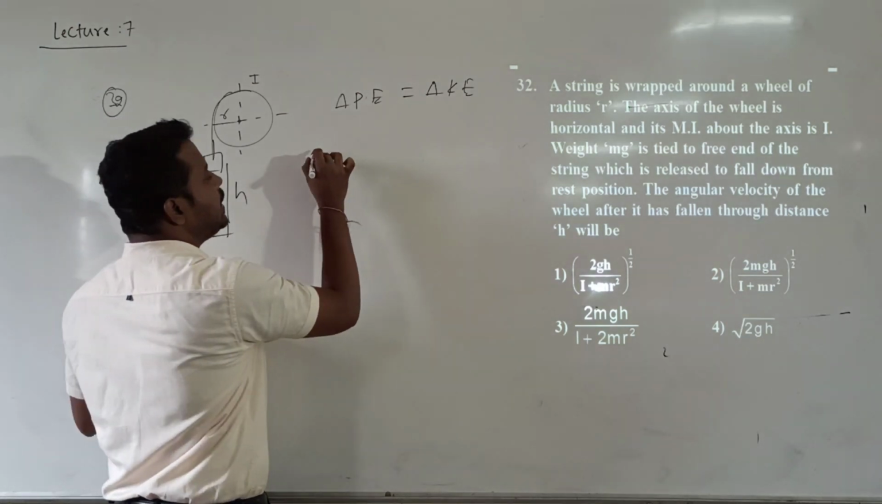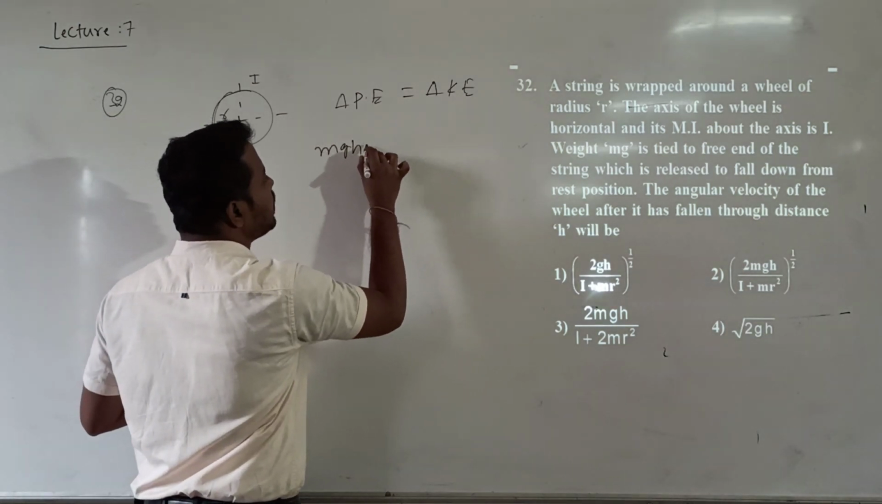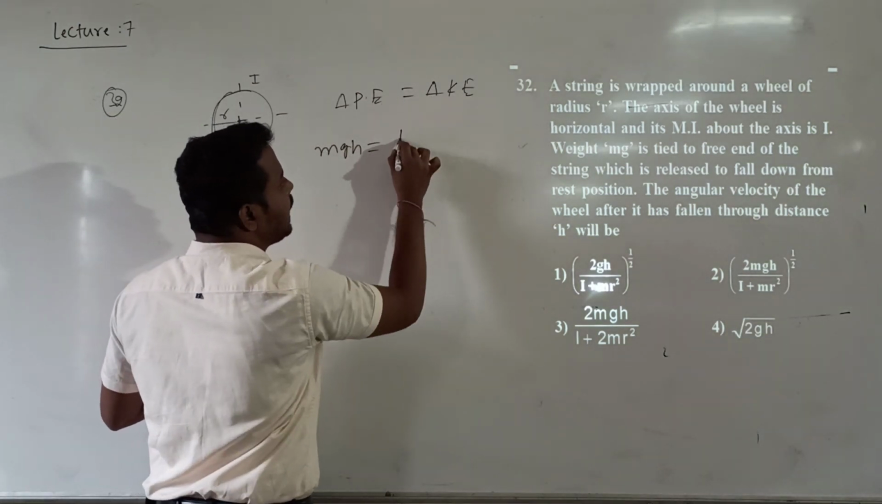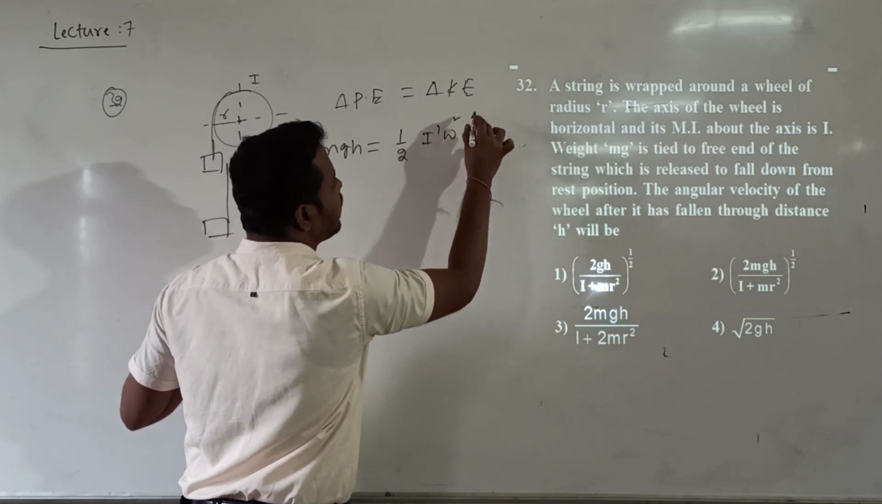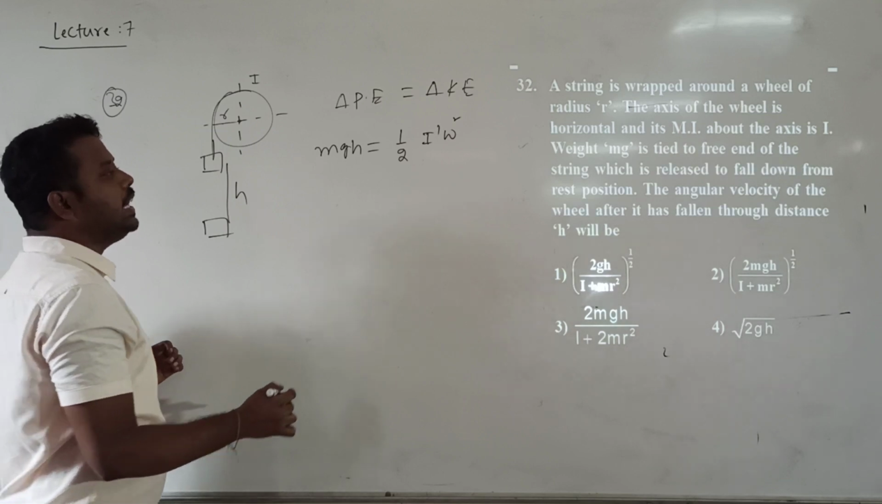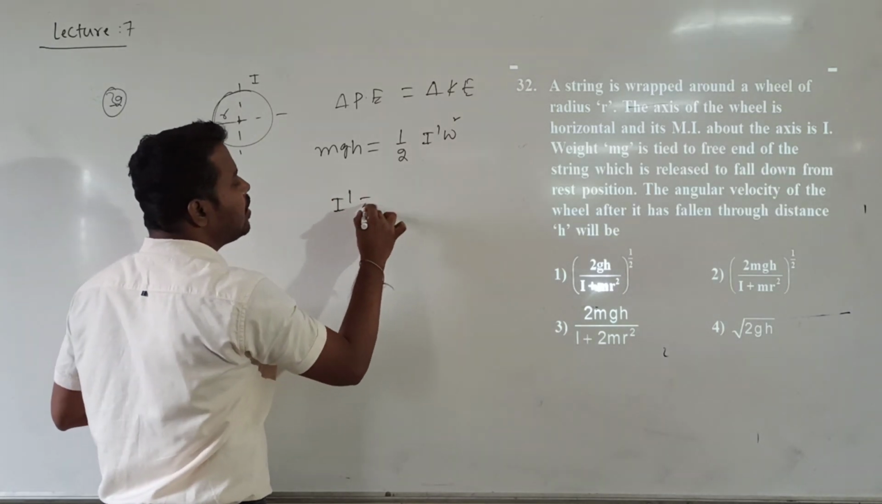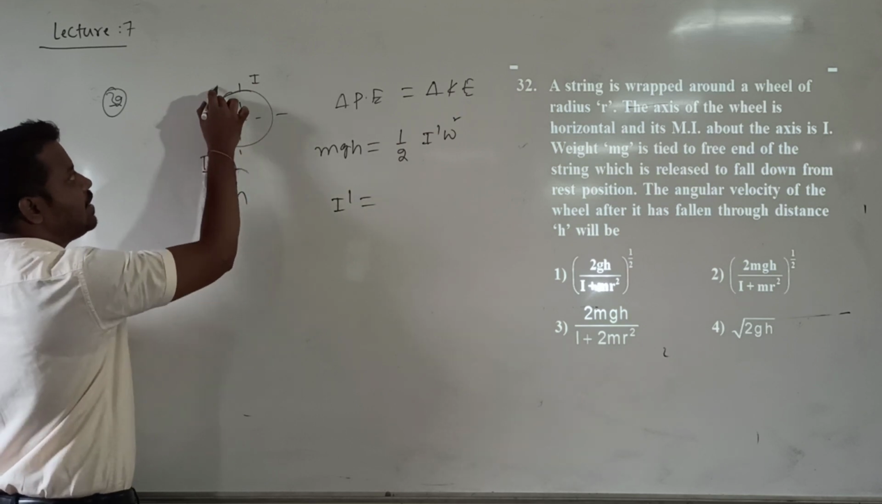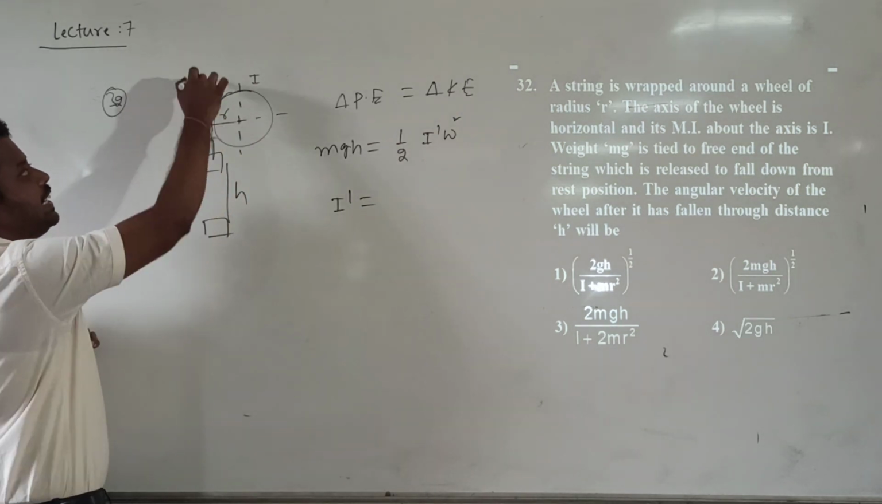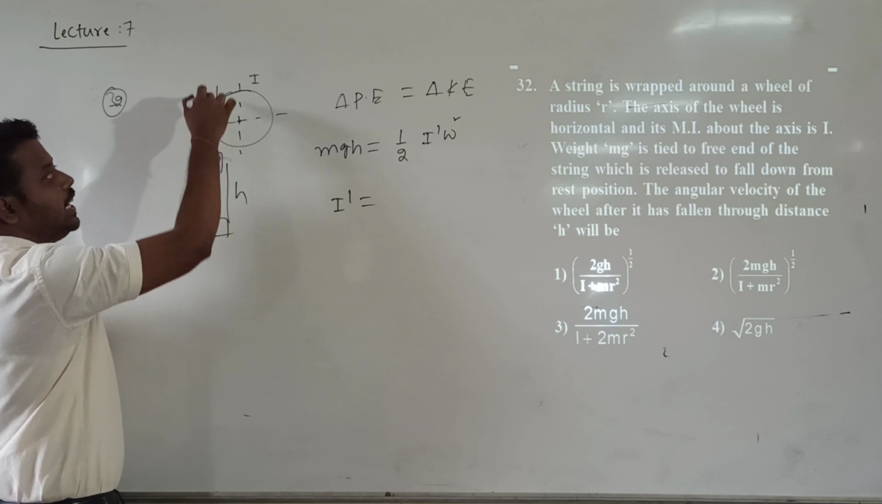So what is the potential energy value given by m into g into h? That is the kinetic energy, rotational kinetic energy, 1 by 2 into I dash into omega square. Why have we written I dash here? I dash is the moment of inertia of this wheel about this axis. This is the axis of rotation, about a tangent. It is rotating about the tangent.